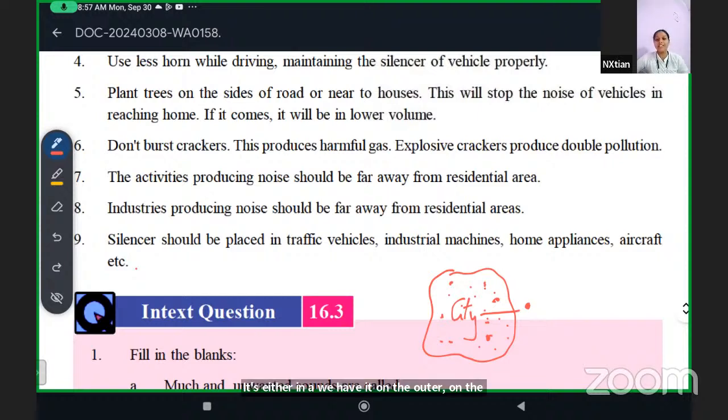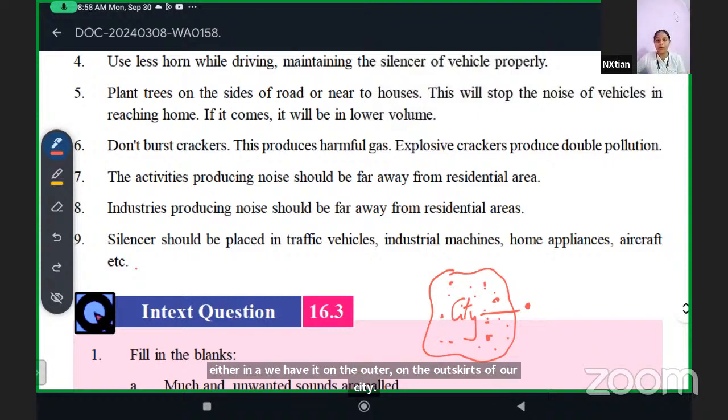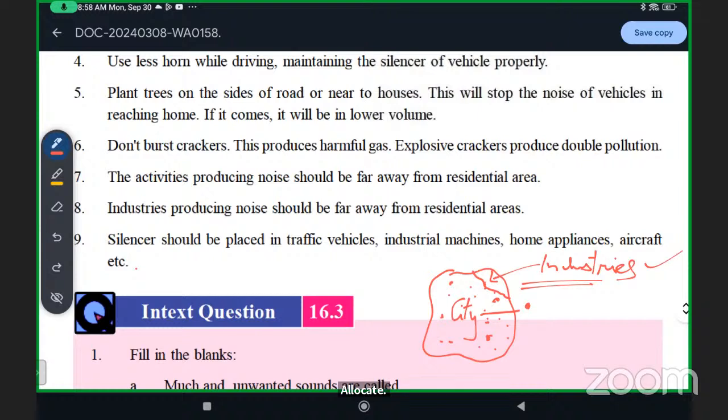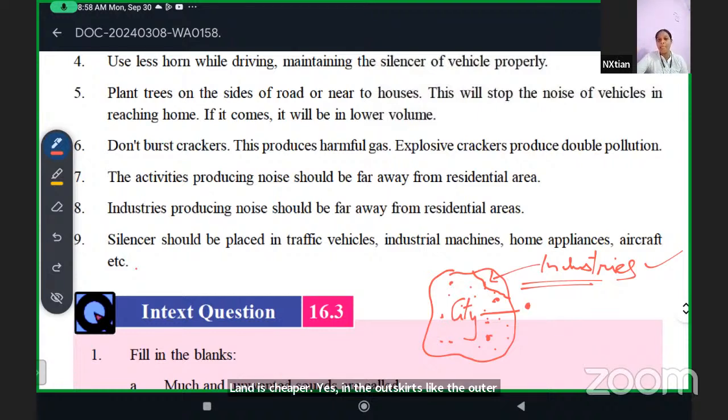But what if the city is too big? What then? Then they allocate a particular area for industry. Because the land is cheaper over there, to buy land which is cheaper than inside the city. Yes, in the outskirts, the outer part of the city, land is cheaper.